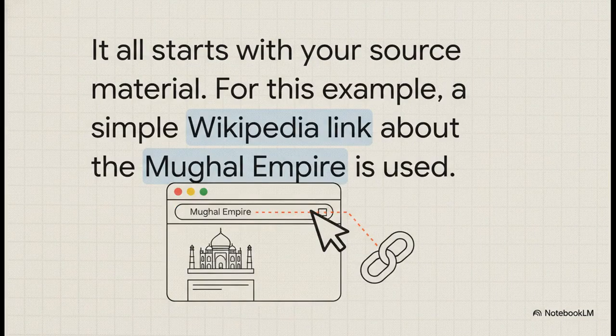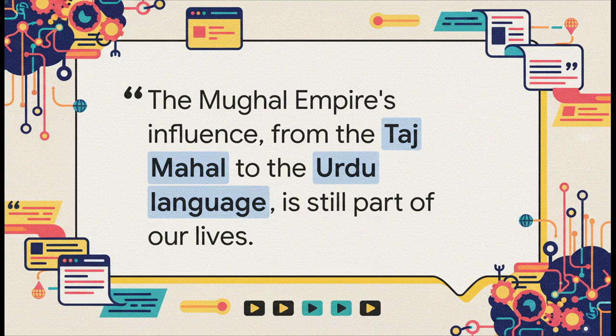So how does it start? Simple. You just need a source. For our example here, we're just going to grab a Wikipedia link. This one's about the Mughal Empire. All you have to do is find the article and copy that URL. Then you just paste that link right into Notebook LM, and boom. In seconds, it spits out a really compelling, well-structured script, just like this one.